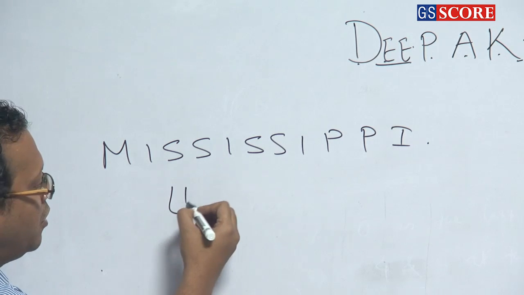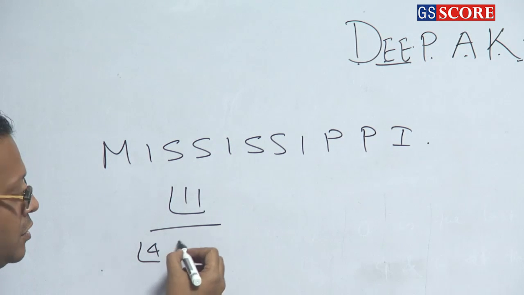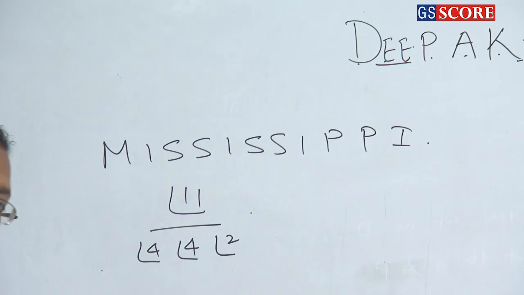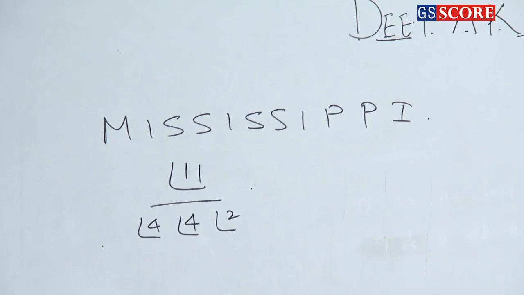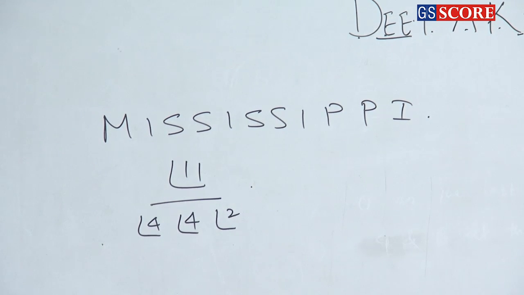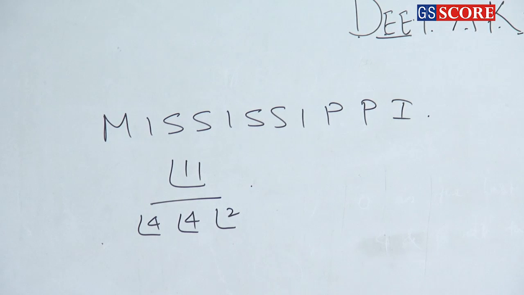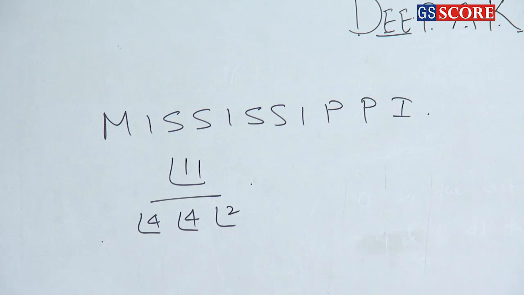11 factorial upon 4, 4, 2. No problem here. But this will not be the question. Question is something like this. In how many of these arrangements will S and P's be always together? Tell me the answer. Now think. In how many of these arrangements will S's and P's be always together?